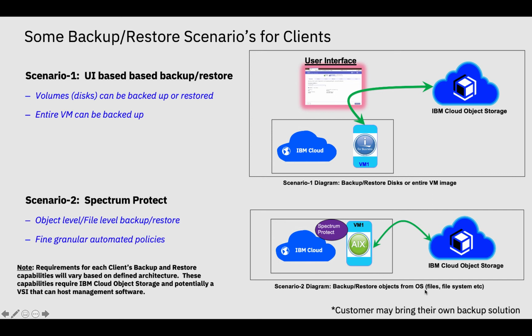Using Spectrum Protect as the backup manager, which can run on AIX, data from the LPARs can be transferred via Direct Link Connect to the classic infrastructure and cloud services environment where Cloud Object Storage resides to store the data. Also note that customers can bring their own backup solution if they choose to do so.